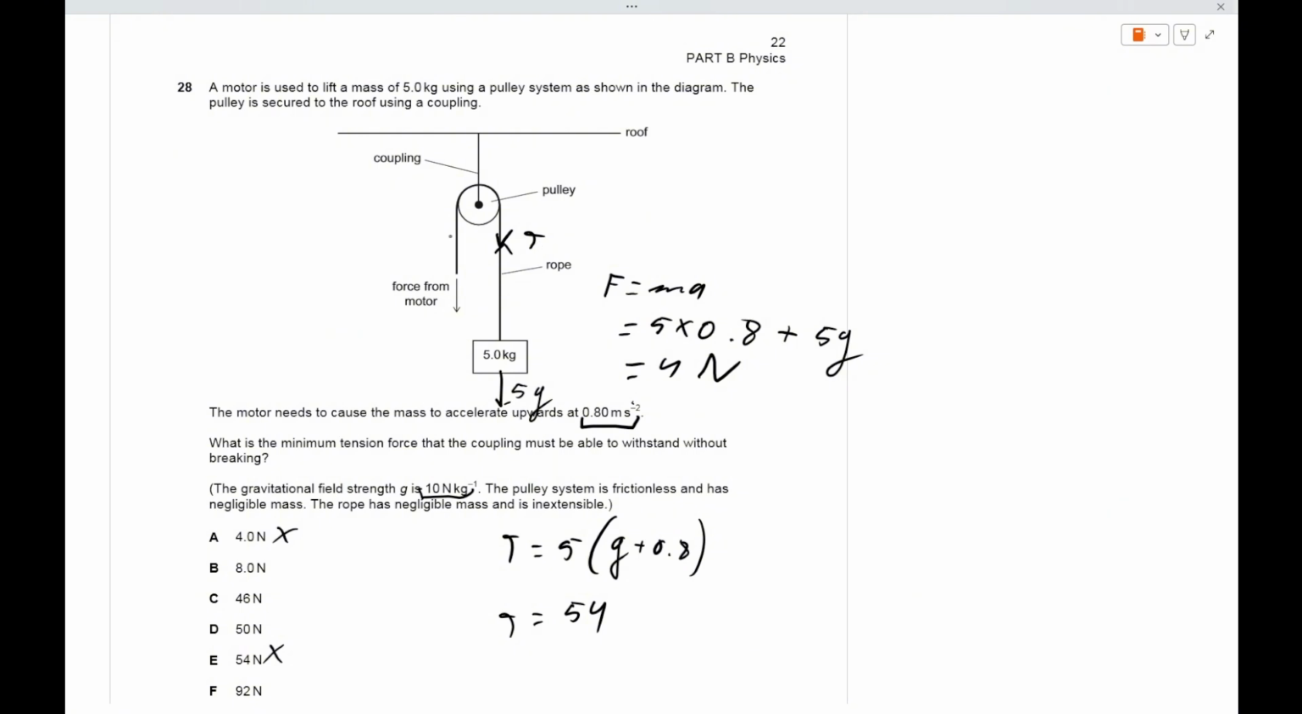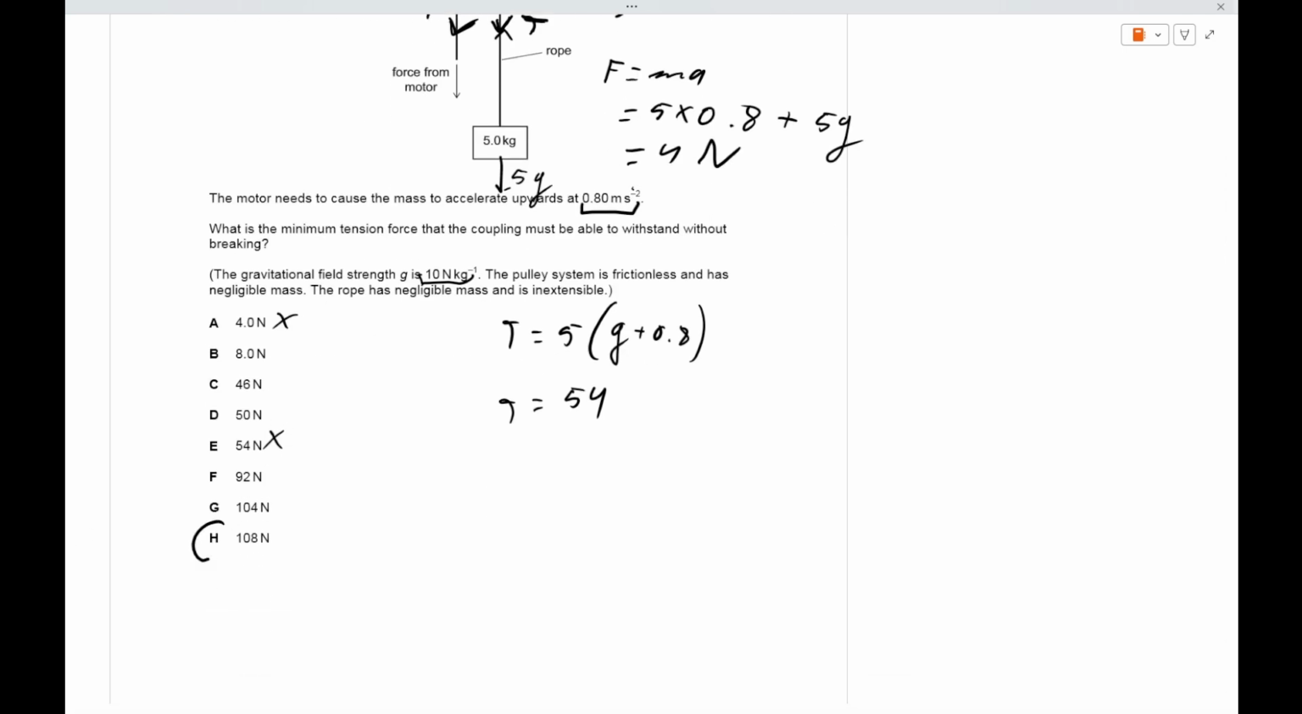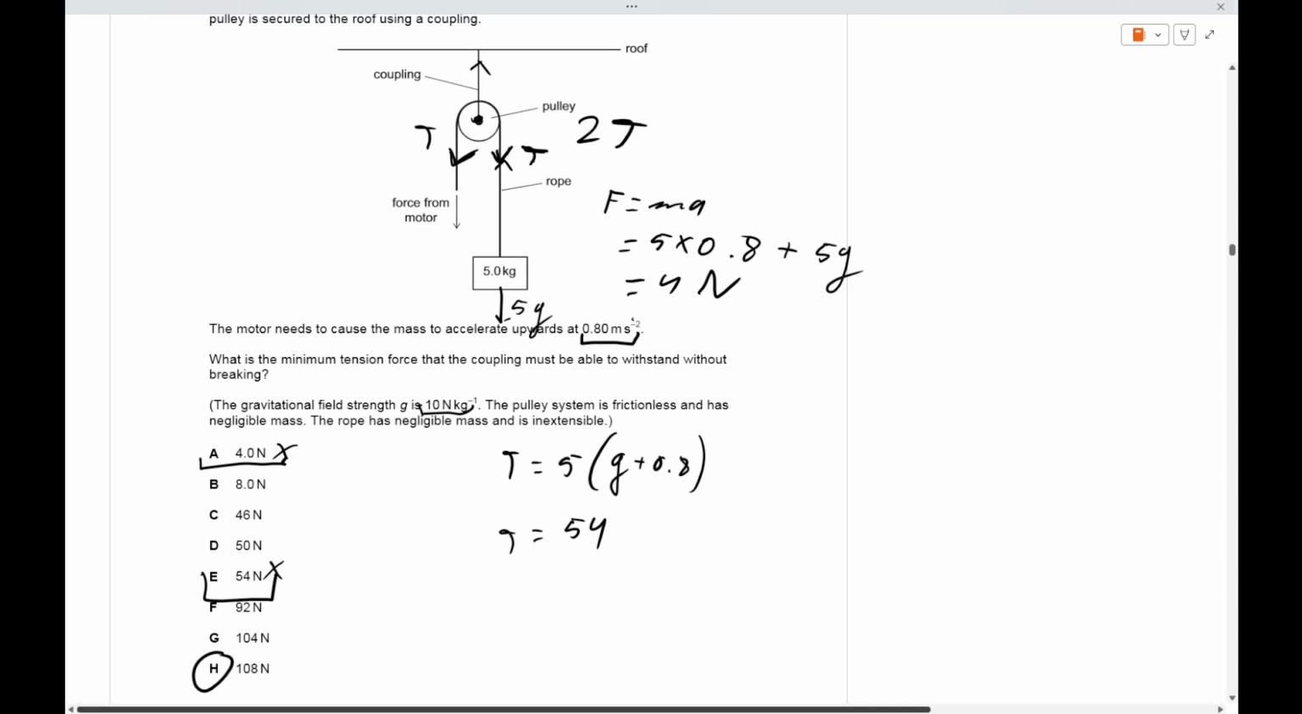So we know that. But this coupling is going to withstand T from this side and T from this side too. So it's going to be 2T. So the actual answer is going to be H. The options here are here to trick you. They give you these options, which some people may fall for, but most people fall for this one. But you have to be careful and look at the actual question. It's not asking for the tension, it's asking for the tension the coupling must withstand. It's going to be double the tension the rope needs to exert.